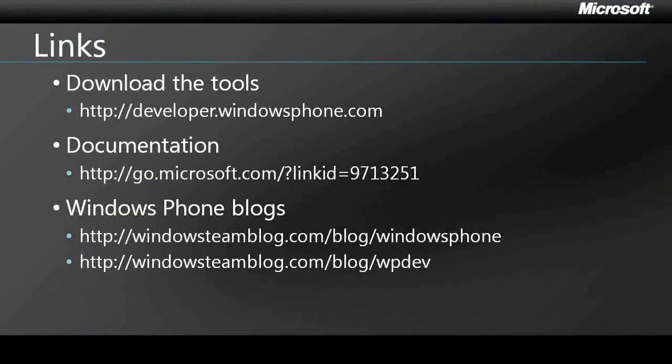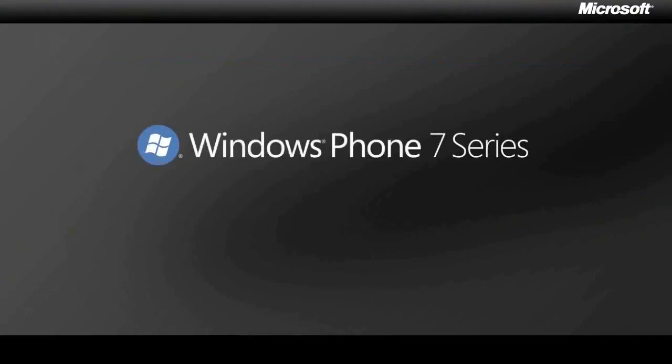Now here's a few links just to get you started. Again, developer.windowsphone.com should probably be your first stop to go get those tools. There's lots of documentation available already, and of course keep an eye on the blogs to see what's coming and what's released. Thank you for taking your time and for taking this first step towards Windows Phone 7 series development.